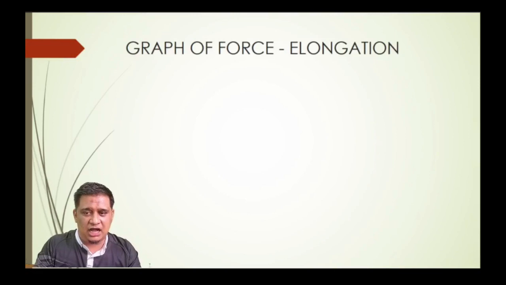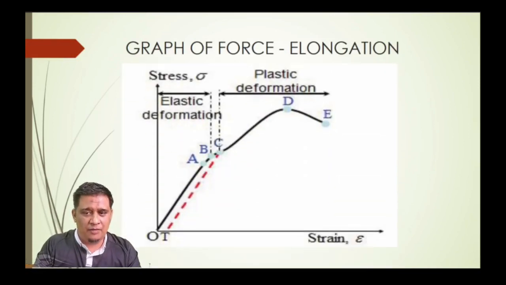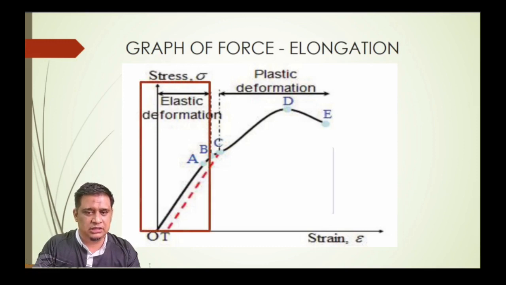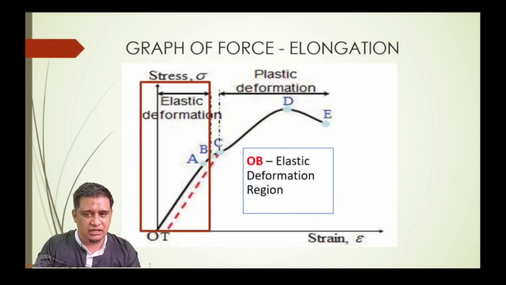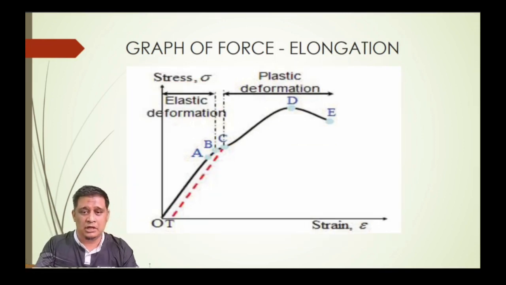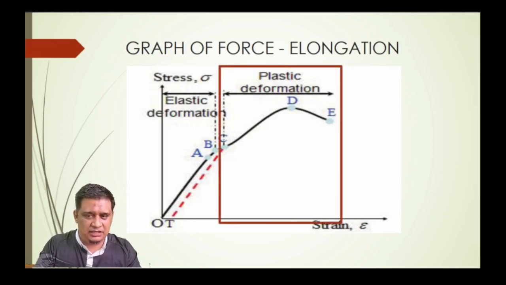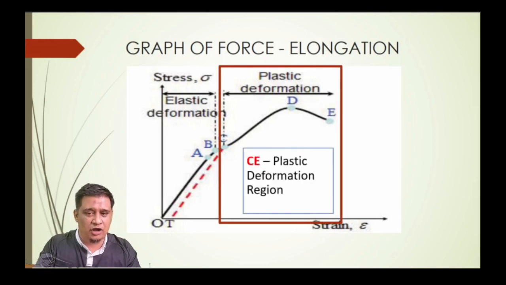This is the graph of force versus elongation. From that graph, we can see the elastic deformation region, from point O to point B. From that graph, we can also see the plastic deformation region, from point C to point E.